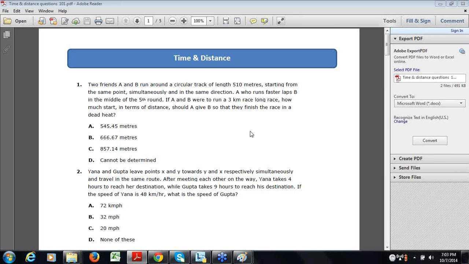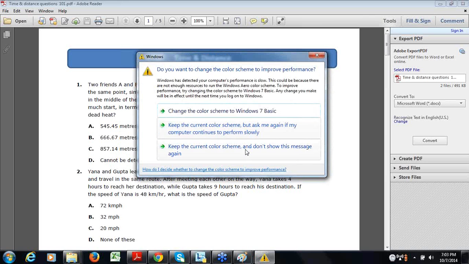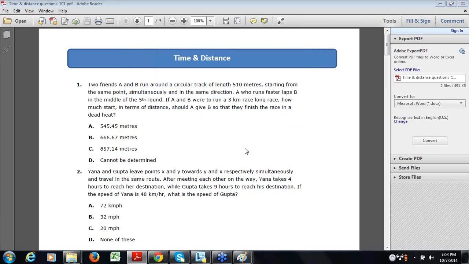So time and distance actually is one of the key areas for all the competitive examinations, so you should focus a lot on these. And the best part is they are easy questions, they are not very tough questions. So today we'll start with time and distance.